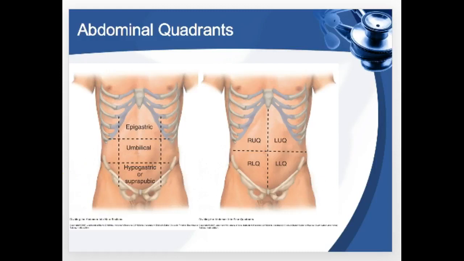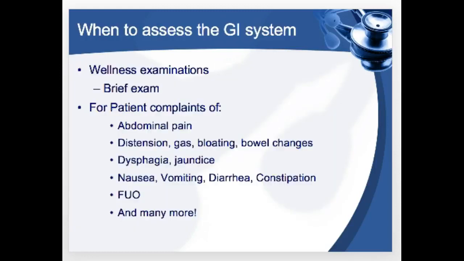You'll generally start your assessment in one quadrant and then move clockwise, making sure that you assess every area. Okay, so when will you assess the system? You will assess it briefly during probably every exam. You'll note if someone has an obese abdomen, you might notice that, right? So that's inspection.